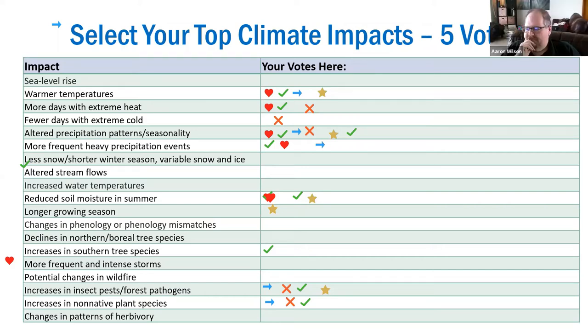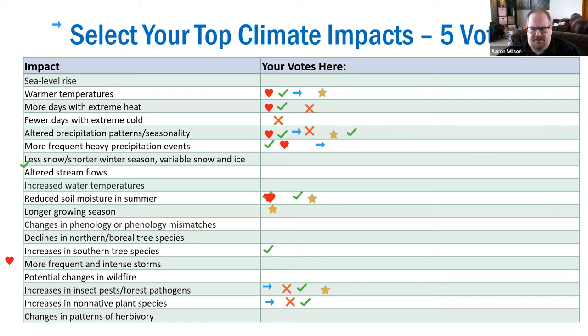Yeah, we certainly have had very wet seasons, except for this past year. It was a little bit drier, but certainly wet, a lot of wet seasons here. And it's not surprising then that the precipitation pattern, I think, comes out here in your votes as well. So, okay.